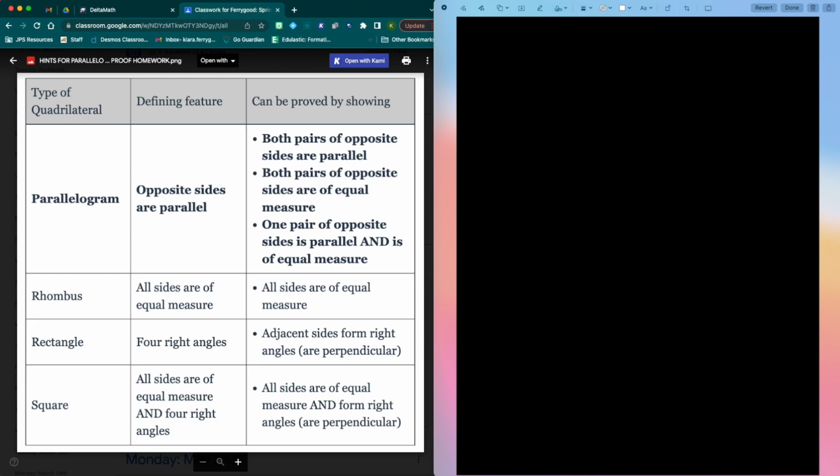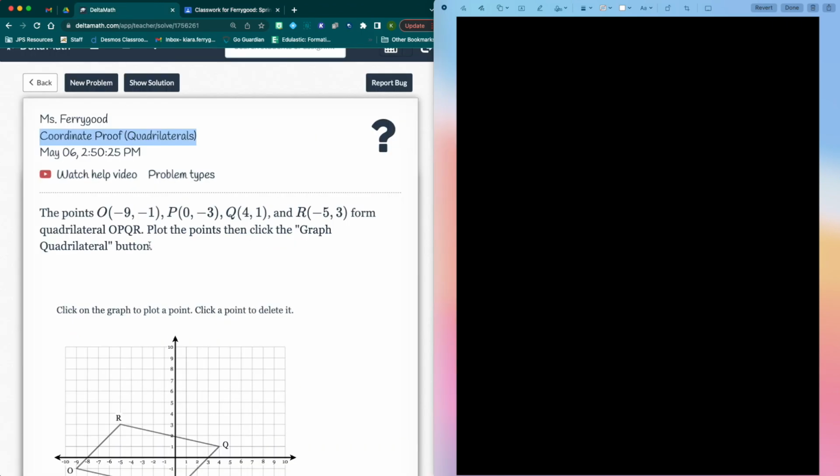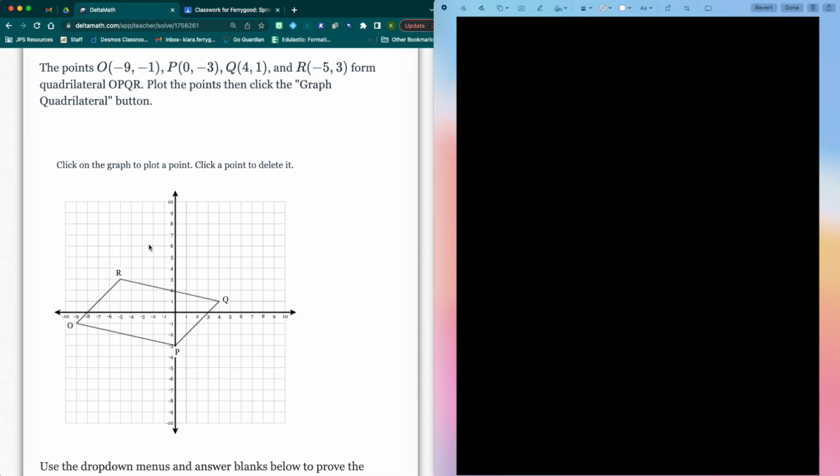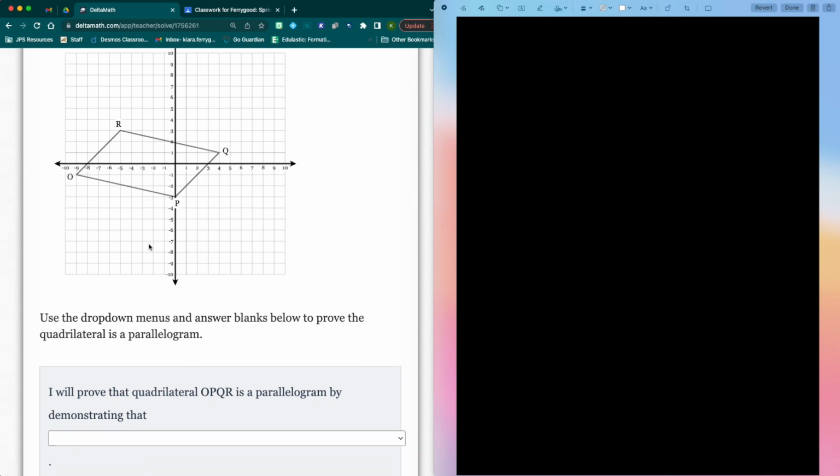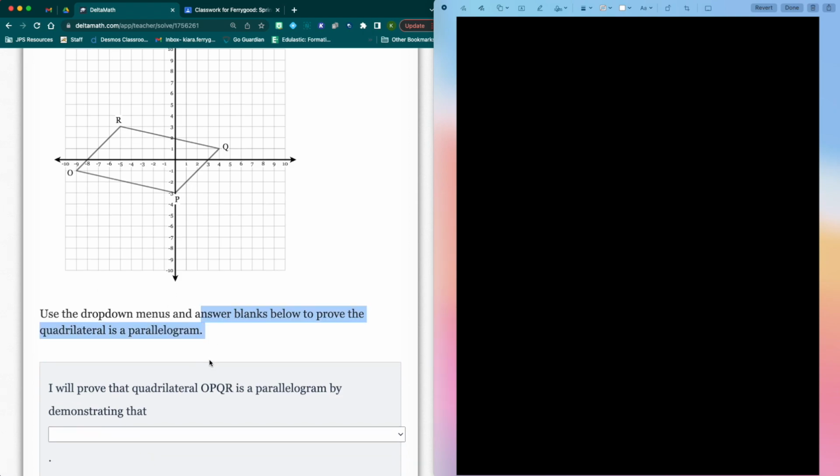This allows you to figure out, if I'm talking about a parallelogram, what do I need to prove? What do I need to show? So let's go back to the homework. They asked us about a parallelogram. I've already graphed my quadrilateral, but they want us to prove that this quadrilateral is a parallelogram.